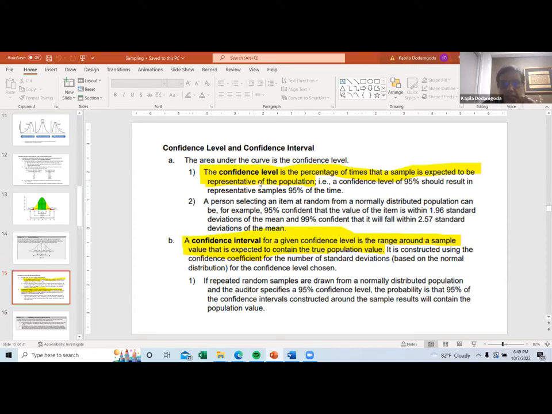The confidence level is the percentage of time that a sample is expected to be representative of the population. This is something that you have to have a clear idea about. What does this mean? Just read it carefully on your own once, that highlighted area.